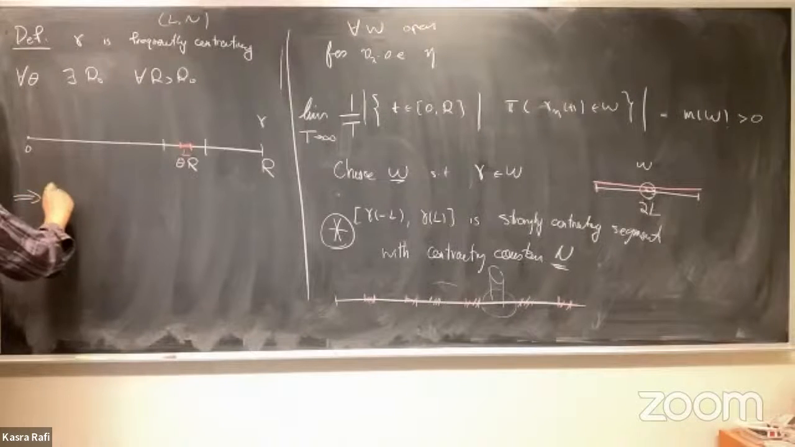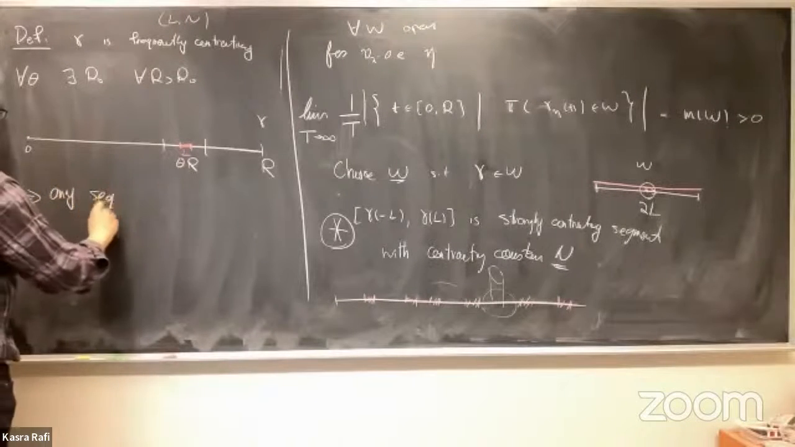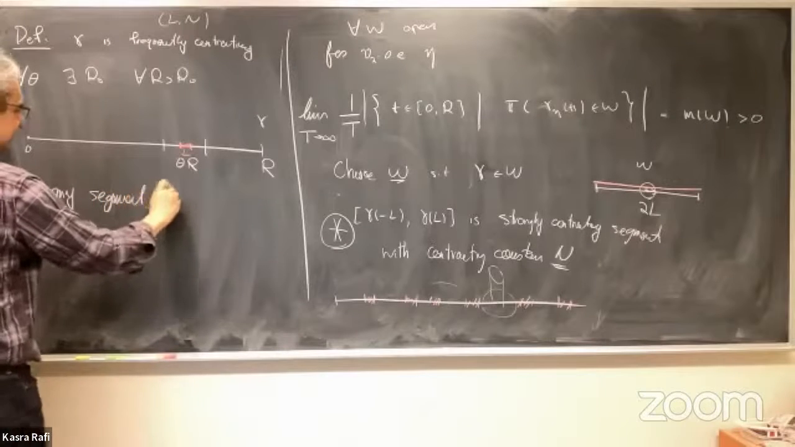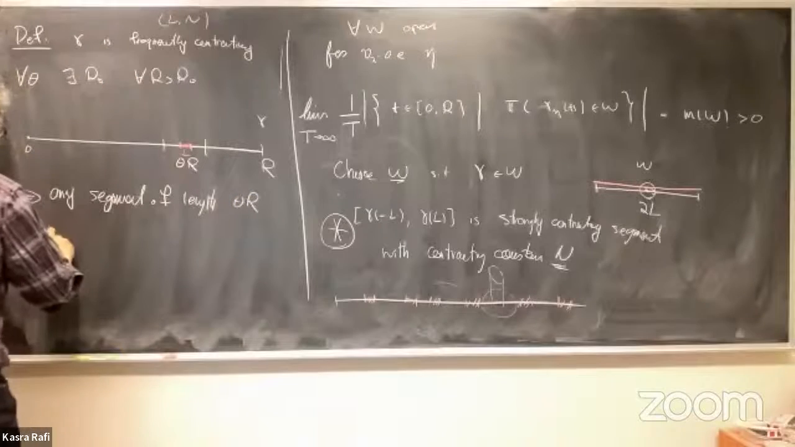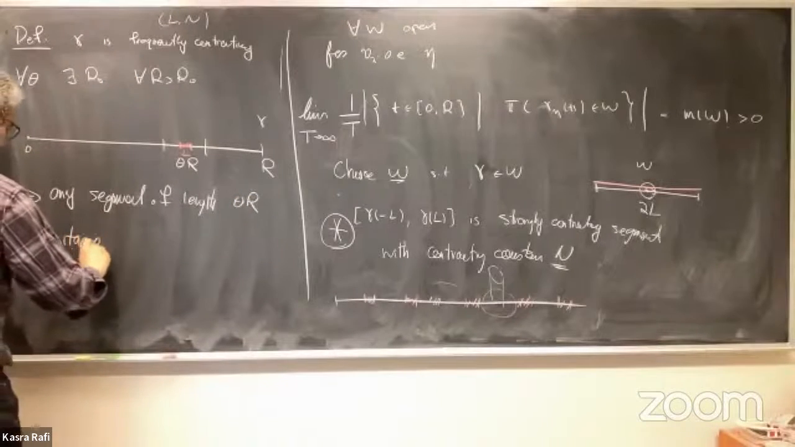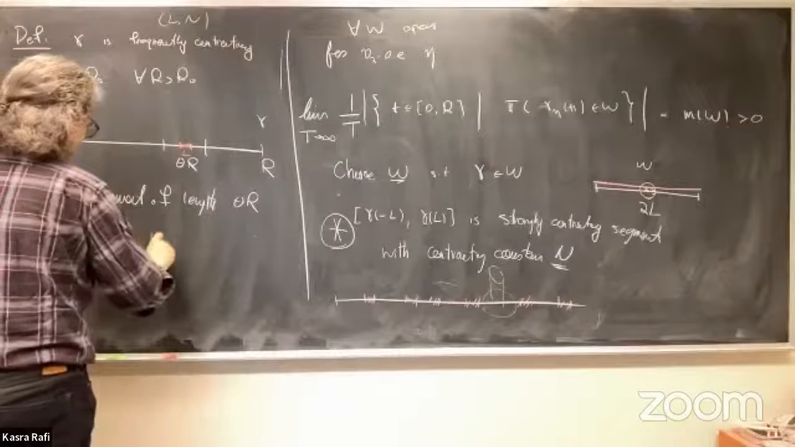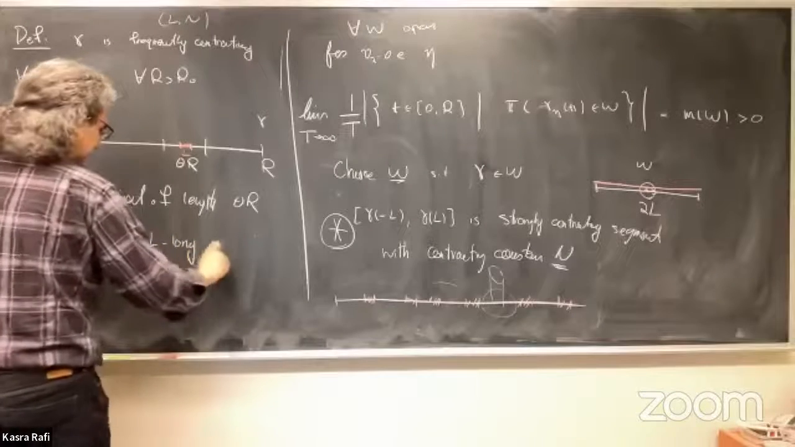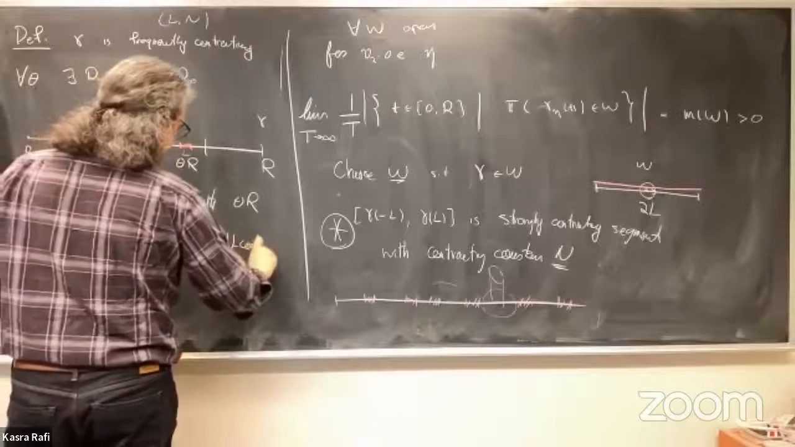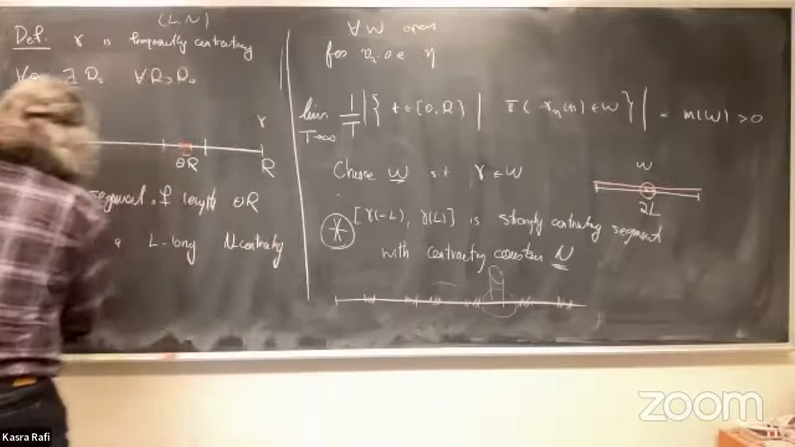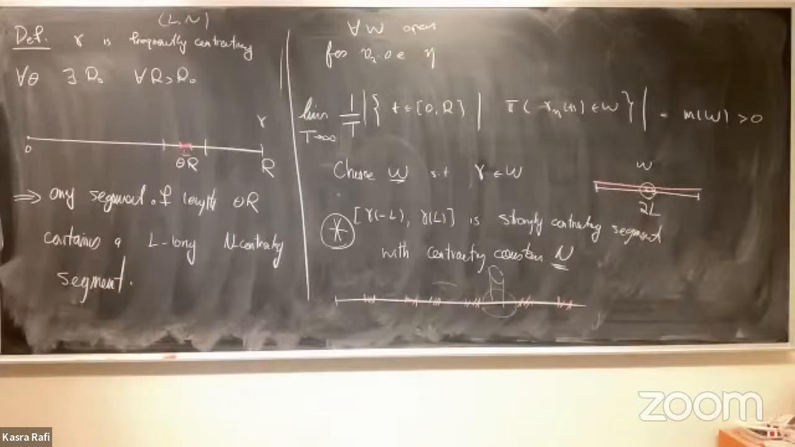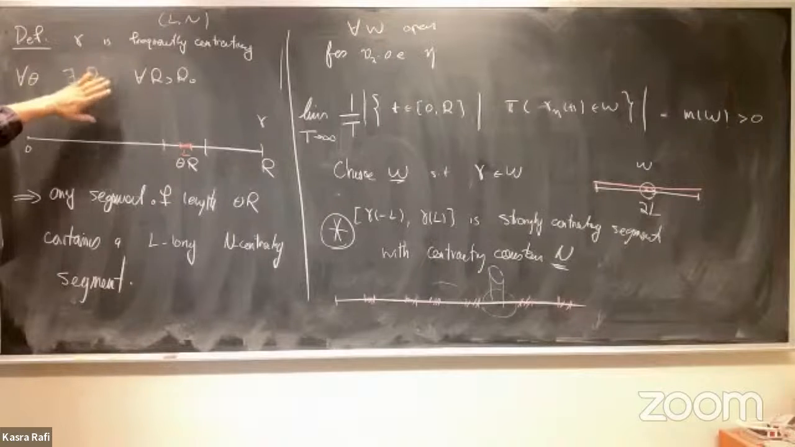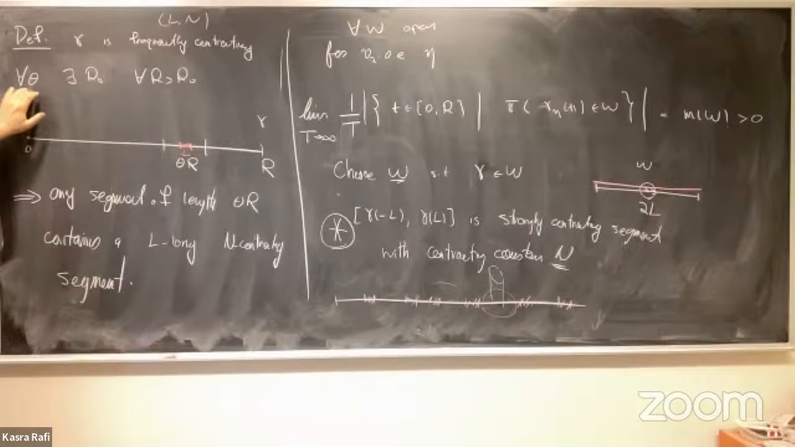So then any segment of length theta R contains an L-long N-contracting segment, for every theta. That's the key point in here.